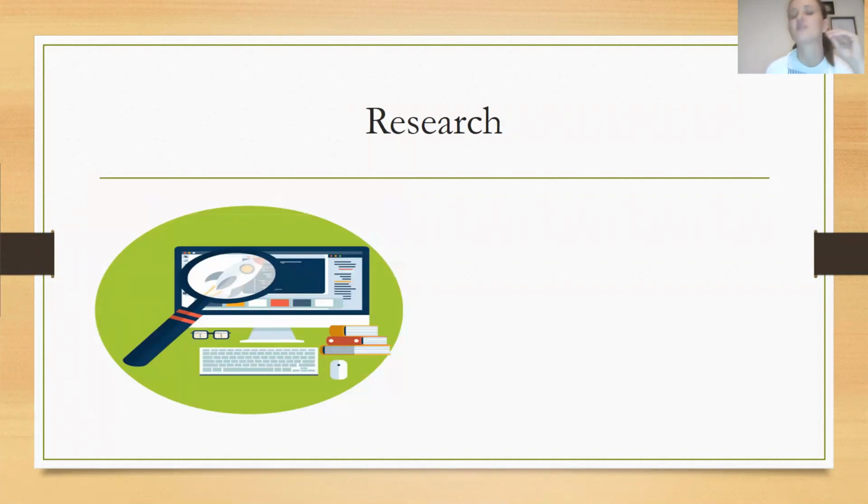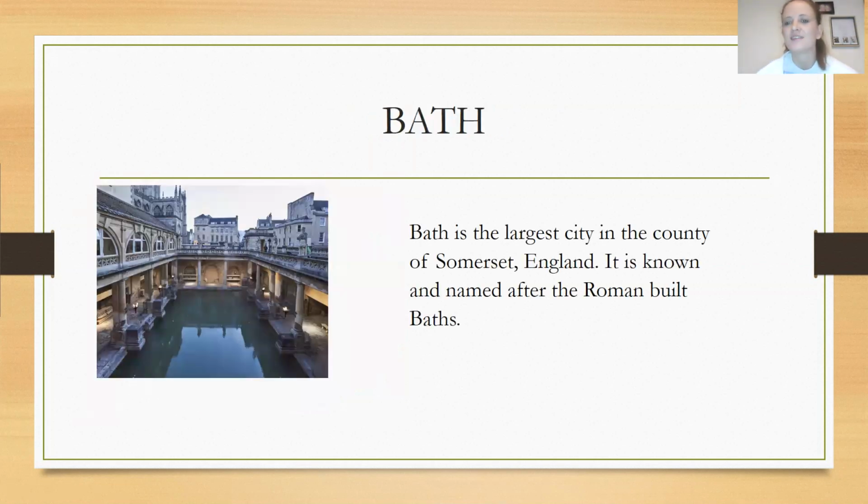and have your own definition for these words. I'm now going to go through the actual definitions, and this will let you adjust or add information to your definition that you've written already. So Bath. Bath is the largest city in the county of Somerset, England, and it is known and named after the Roman-built baths.